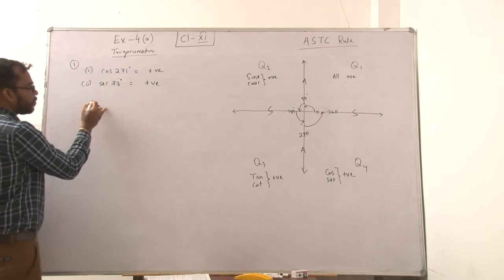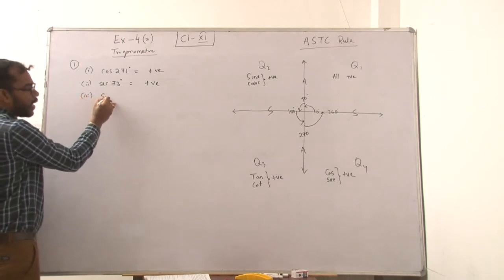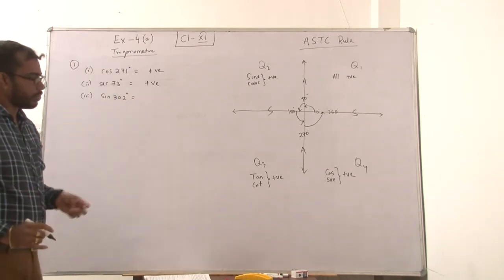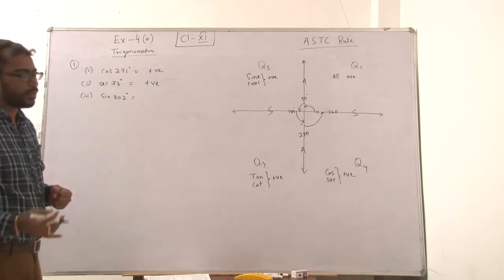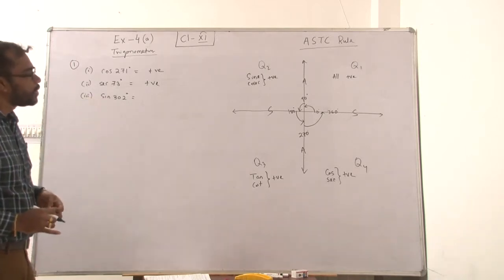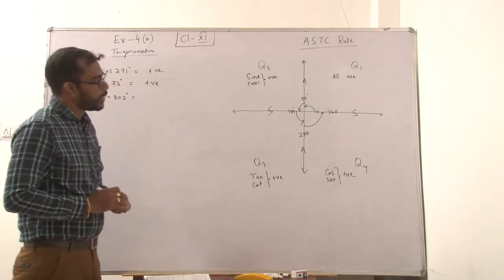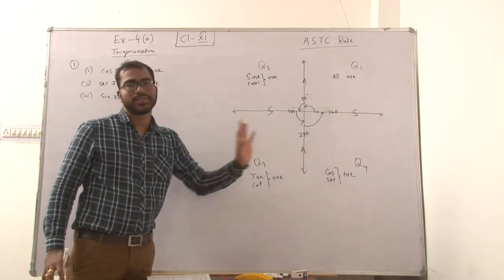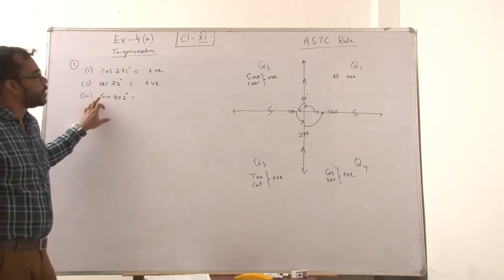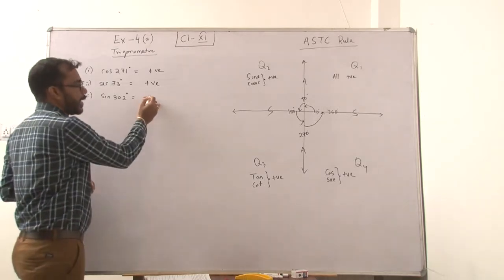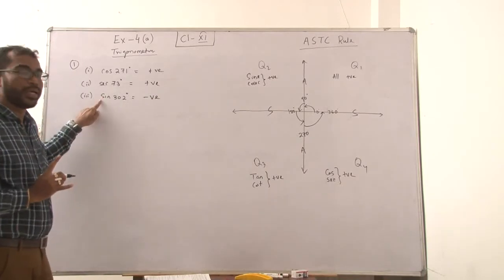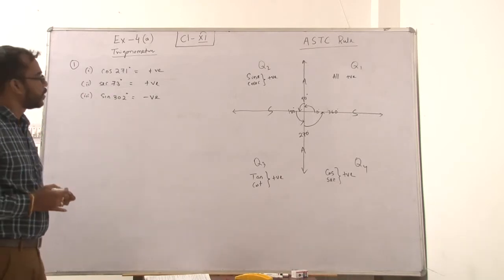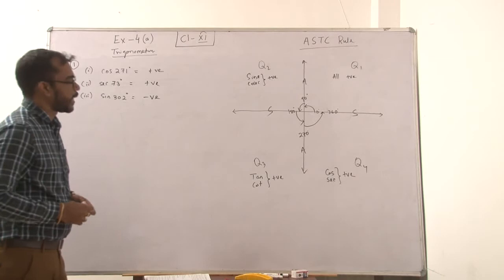The next one, the third bit, is sine 302 degrees. We have to indicate whether this is positive or negative. 302 degrees lies in the fourth quadrant. In the fourth quadrant cos and sec are positive, but here the ratio is sine, so it is negative. It would be positive only if the ratio were cos or sec, but here you can see sine 302 degrees. So sine 302 degrees is negative.